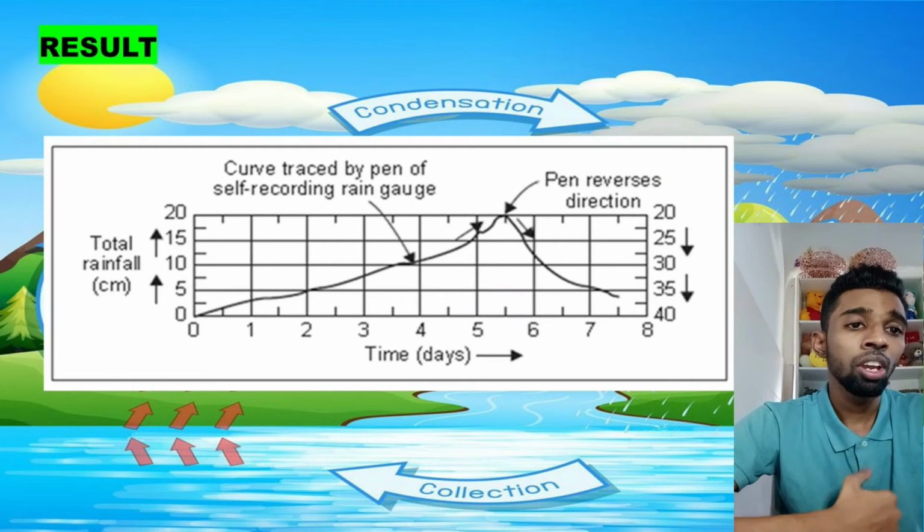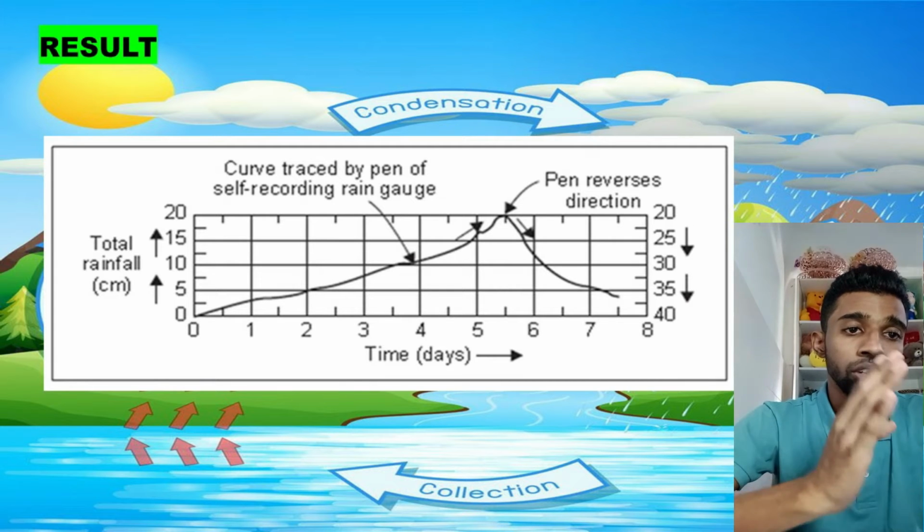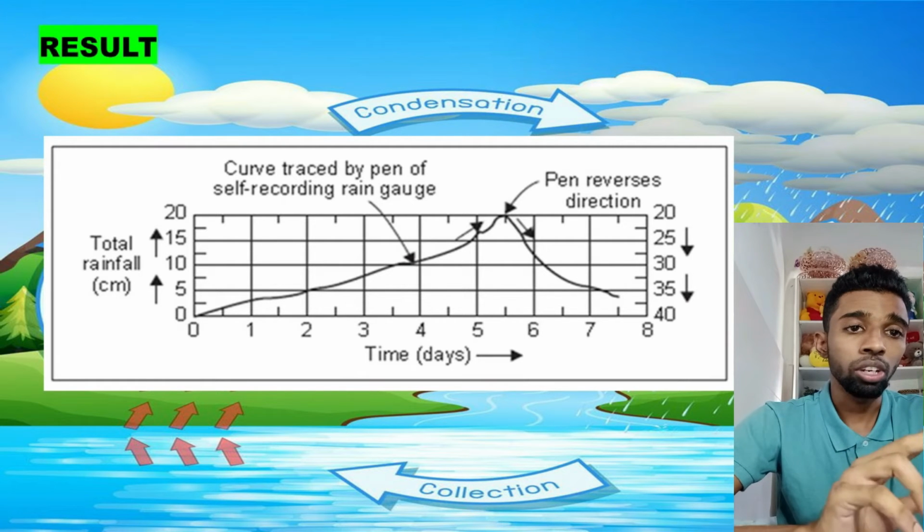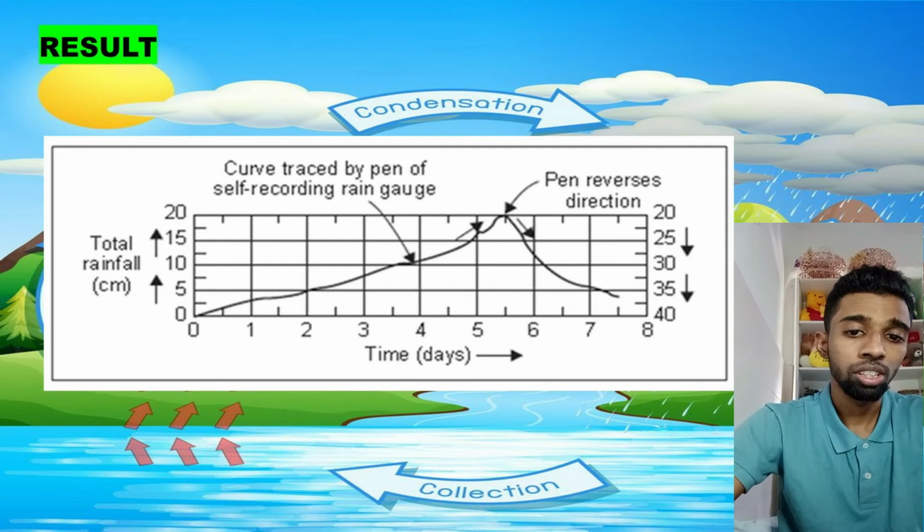This is the result for the weighing bucket rain gauge. You can see its total rainfall versus the time, and on the peak of the graph you can see the pen reverse direction.